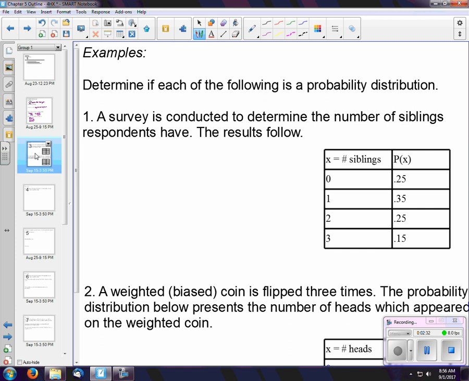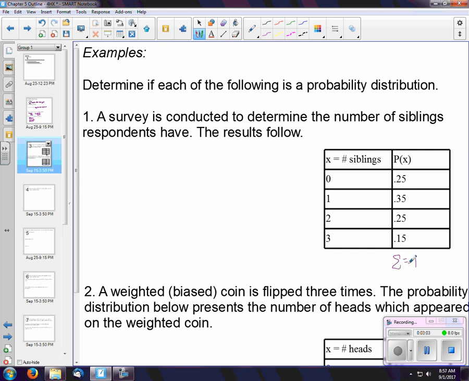Determine if each of the following is a probability distribution. So let's check it based on those 3 requirements. A survey is conducted to determine the number of siblings respondents have. The results are as follows. So we have the respondents at either 0, 1, 2, or 3, and the respective probabilities. So the first thing we have to check is, do the probabilities add up to exactly 1? So we have .25, .50, .85, 1.00 when we add that up. So that is a total of 1.